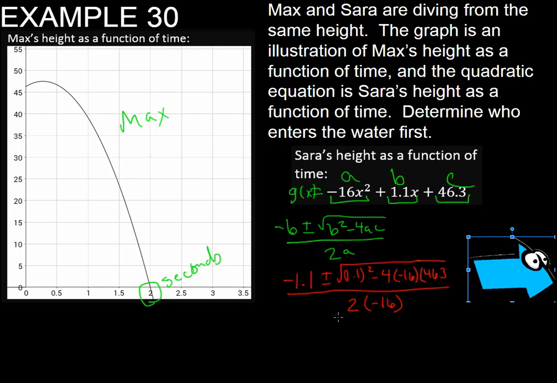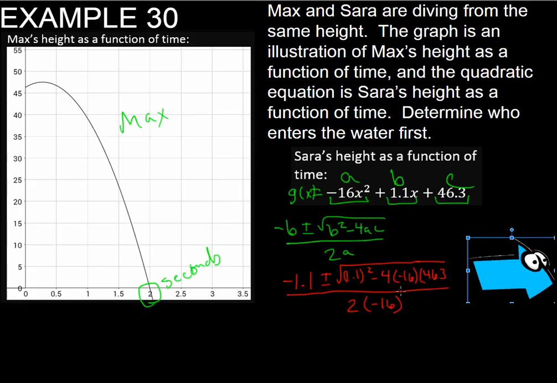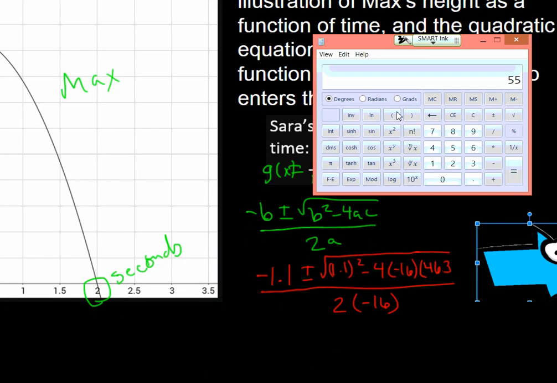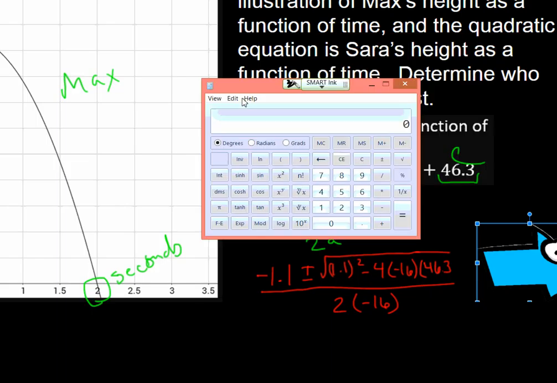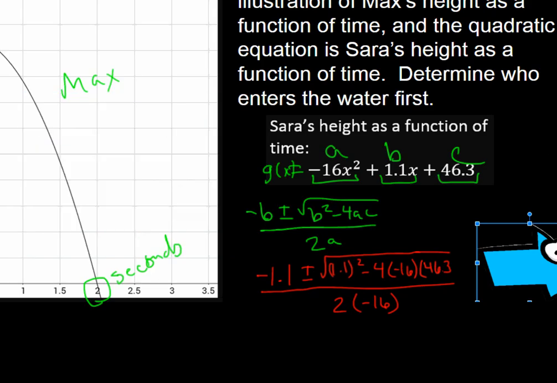All right, so let's do some work, and let's simplify the inside down. Apologize, let me make that a little bit bigger. Let's pull up our calculator again. All right, so we need to figure out what 1.1 squared is. So that's 1.1, and we square it. So that's 1.21.